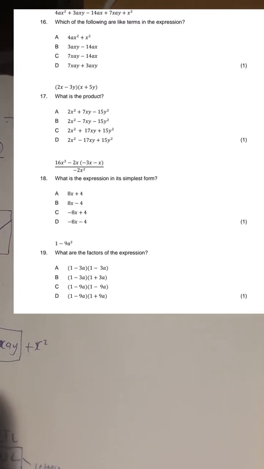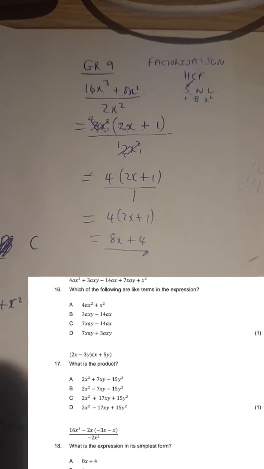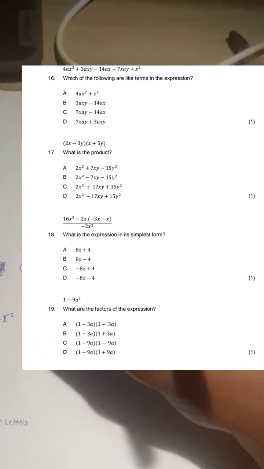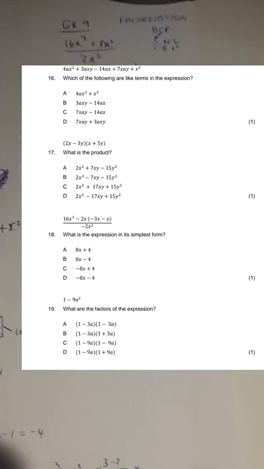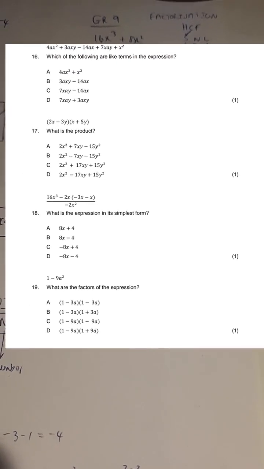What is the expression in its simplest form? Is it A? Is it B? Is it C? Is it D? We have a definite answer, guys. There it is. We worked it out. So now it's easy to select an option, it's going to be A. You see, we get A. A is the answer. All right.